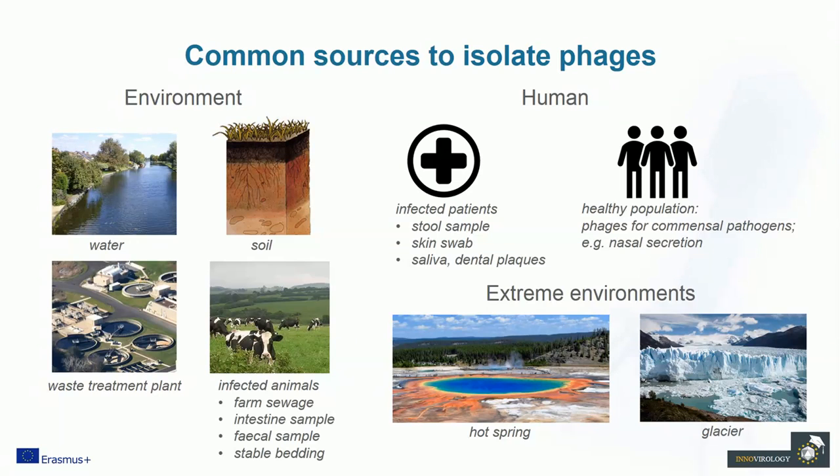Similarly, healthy humans can be a rich source of phages for commensal pathogens. These phages can be readily isolated from nasal secretions. Phages can also be isolated from places more hostile to life, such as hot springs and glaciers.